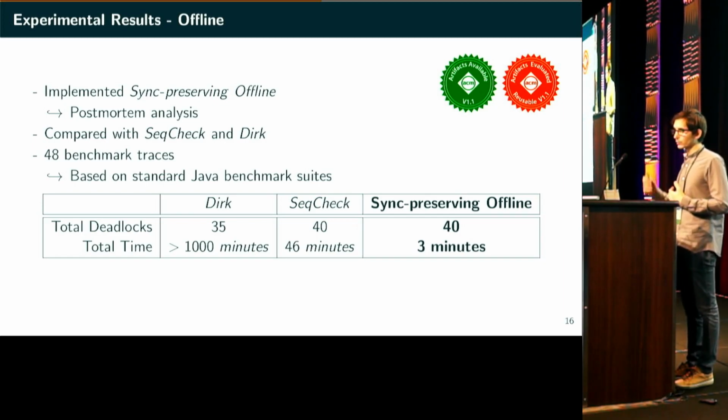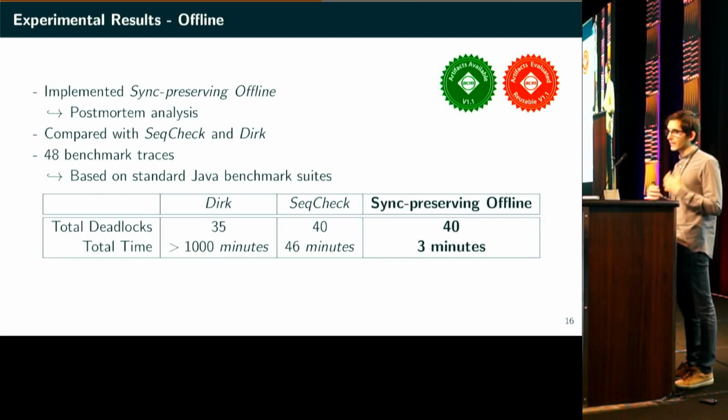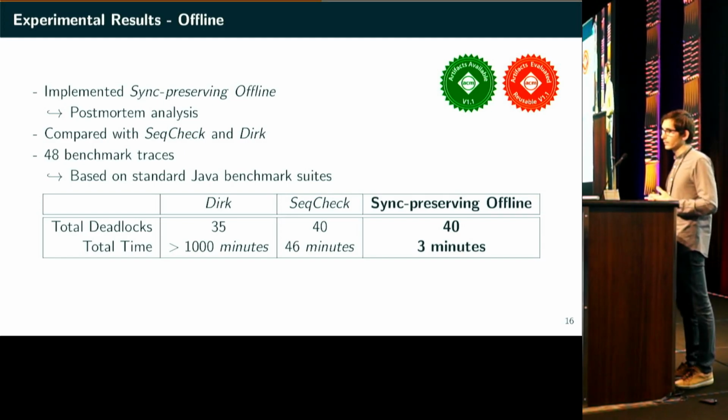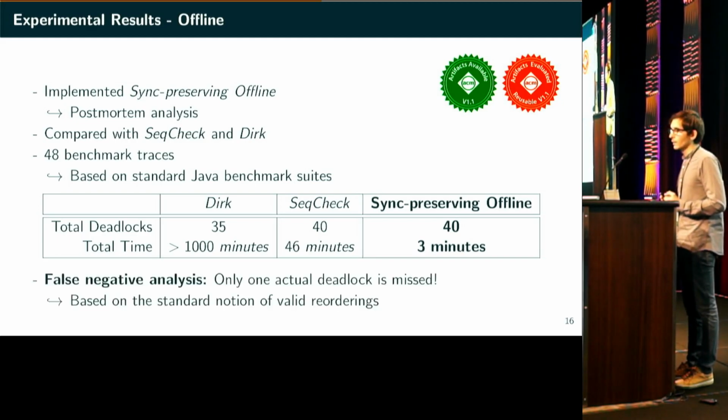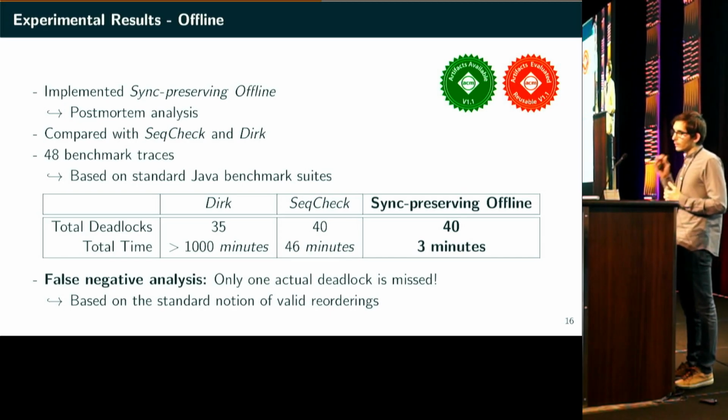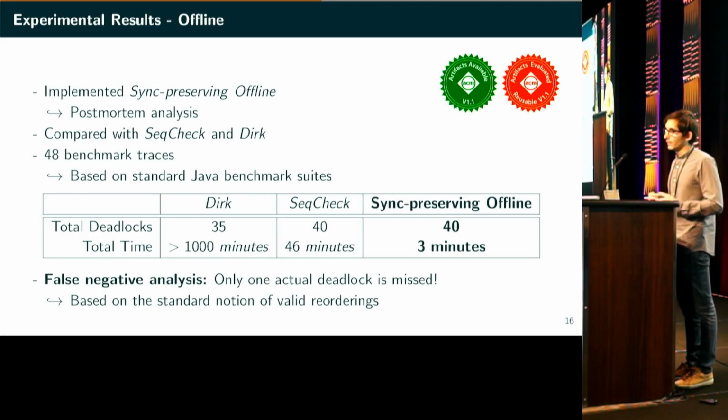So we can see that both SecCheck and our algorithm found the same number of deadlocks, but our technique is significantly faster than SecCheck, whereas Dirk took significantly more time compared to the other two techniques, and it also found fewer deadlocks. This is because Dirk is based on heavyweight SMT solving, and it times out in certain large benchmarks. And we also performed a false negative analysis, and we concluded that only one actual deadlock was missed by our algorithm in this benchmark set. And this is based on the standard notion of bilateral reorderings.